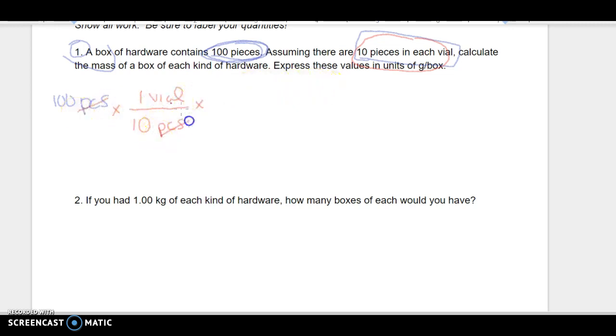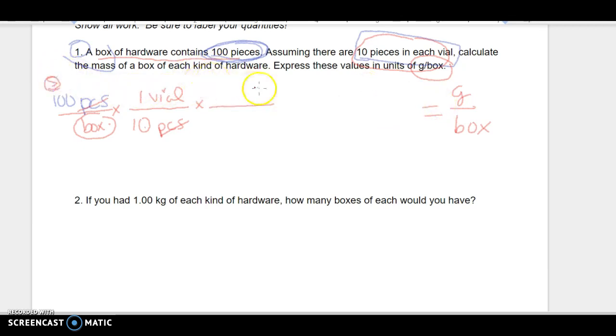So now I'm down to vials. We want the mass of a box, so my units at the end are supposed to be grams per box. Right now I just have vials. I guess we could have called this 100 pieces per box, because it says a box contains 100 pieces. So my box is already on the bottom, that's good news. Now I have vials per box, and I know there's 100 divided by 10, or 10 vials per box. But I need it to be grams per box. So for the first one, I think it was the screws.